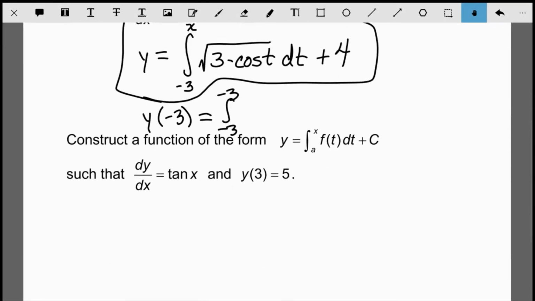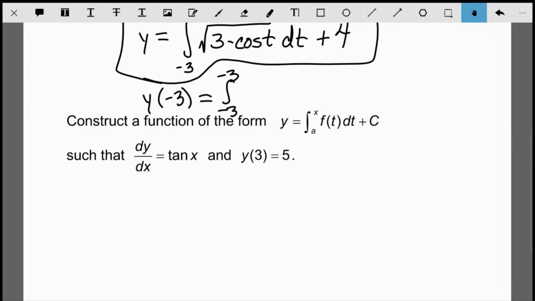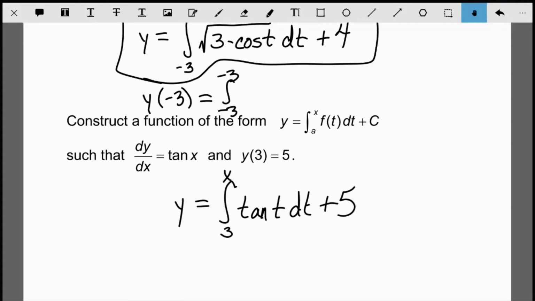Okay, so I want you to try this next one and see if you can come up with the function written in terms of an integral. Okay, and here's what you should have come up with for that one. So y would be equal to the integral from 3 to x of tangent of t dt. And then I need to force it to go through the point (3, 5), so out here I'm going to have a plus 5. Okay, so pretty simple to do.